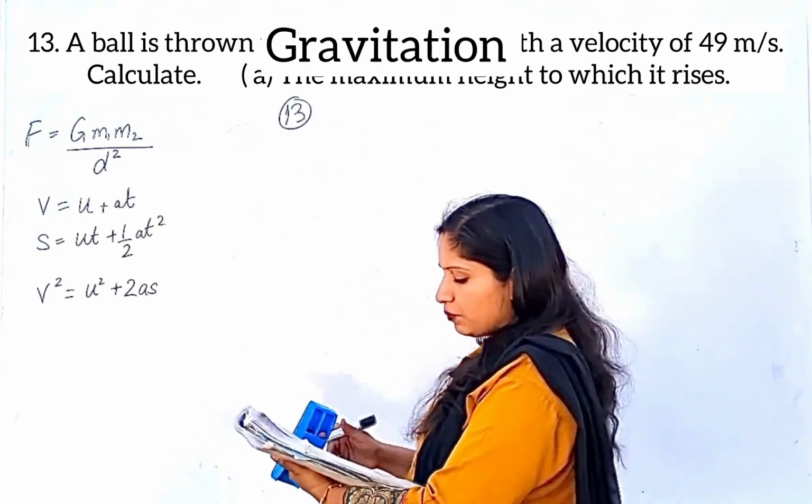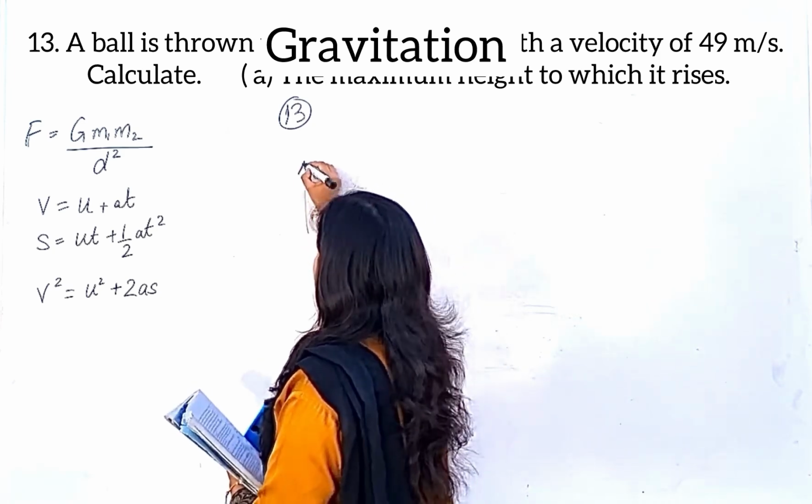Now, question number 13, we'll be solving that out. A ball is thrown vertically upwards with a velocity of 49 meter per second.